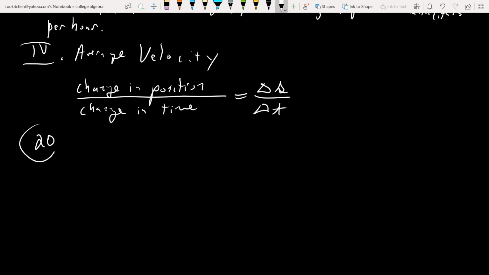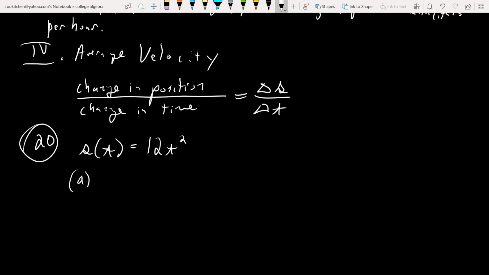Let's look at problem 20, on page 226, I believe it is. Suppose a ball is rolling down a ramp, and the distance traveled by the ball is given by the function in each exercise, where t is time in seconds after the ball is released, and s of t is measured in feet. For each given function, find the ball's average velocity going from, and it has A, B, C, and D. So we're going to do part A. The position of the ball is given by the function s of t, which equals 12t squared.